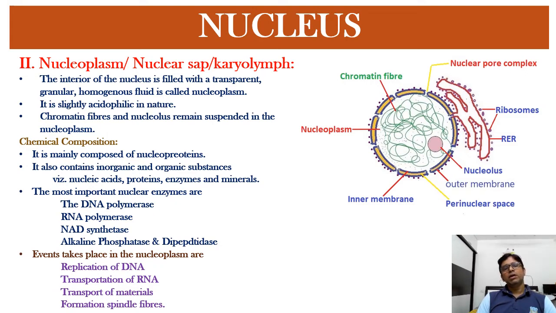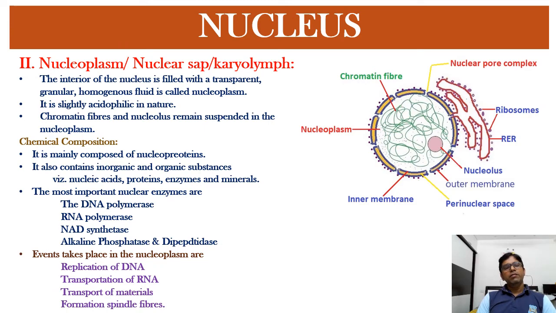The most important enzymes in the nucleoplasm are DNA polymerase, which is involved in DNA synthesis, RNA polymerase, which is involved in the formation of mRNA from the DNA during transcription, NAD synthetase, which is involved in the synthesis of NAD, alkaline phosphatase, and dipeptidase.